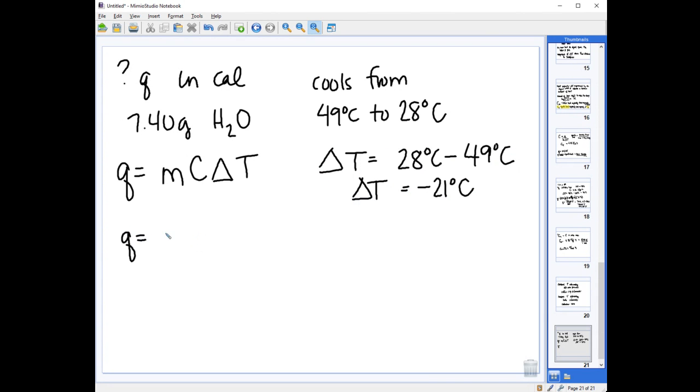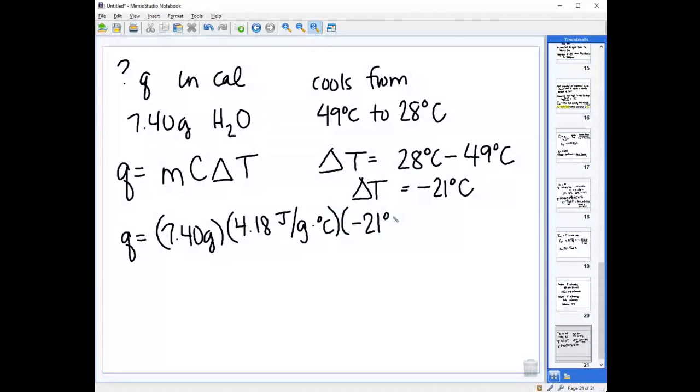So now I'm going to say my mass, 7.40 grams. My specific heat is 4.18 joules per gram degree Celsius. And I've got negative 21 degrees Celsius. So my grams and my degrees Celsius cancel. So I'm going to say 7.4 times 4.18 times negative 21, and I get negative 649.572 joules.